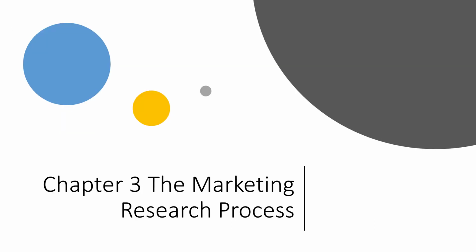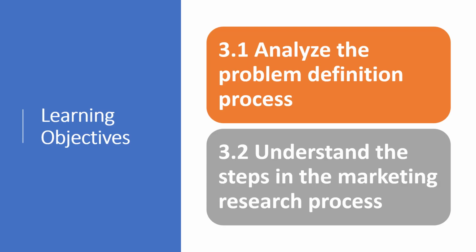Good morning, everyone. Today we're going to talk about chapter 3, the marketing research process. First of all, let's look at our learning objectives. The first learning objective is analyzing the problem definition process. Number 2, understand the steps in the market research process.